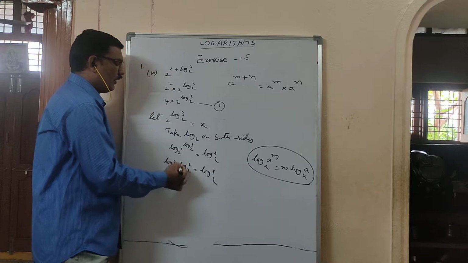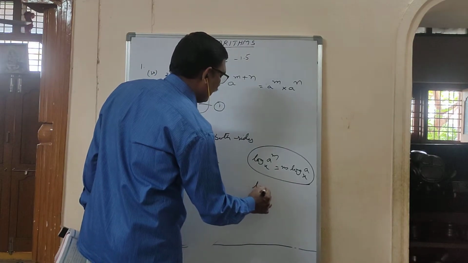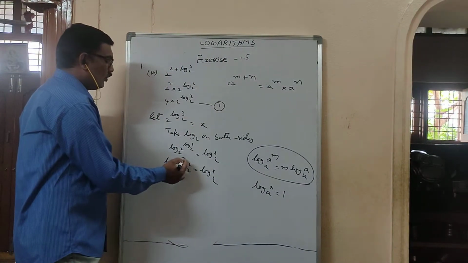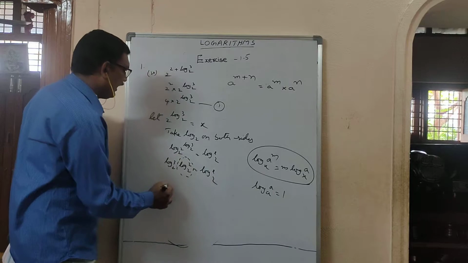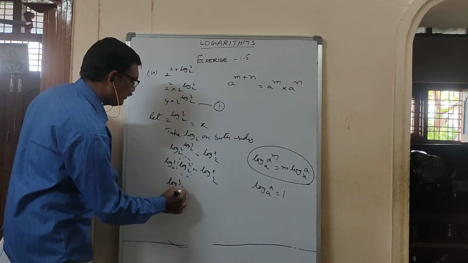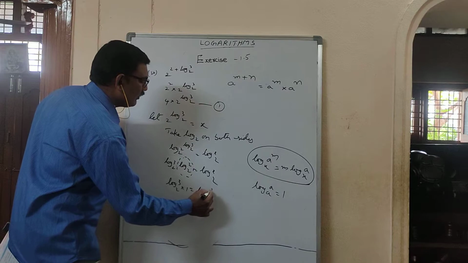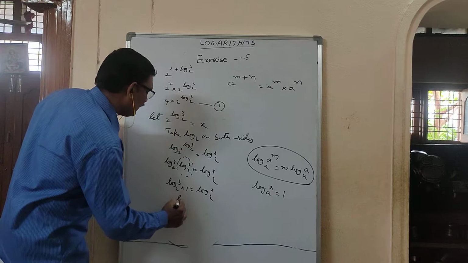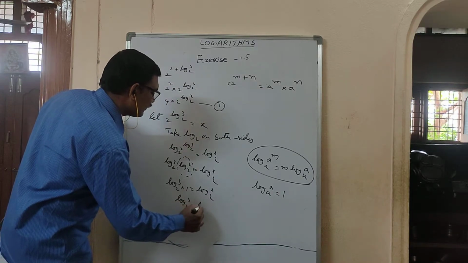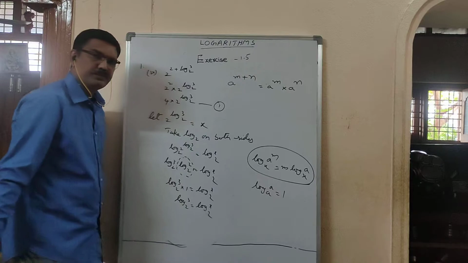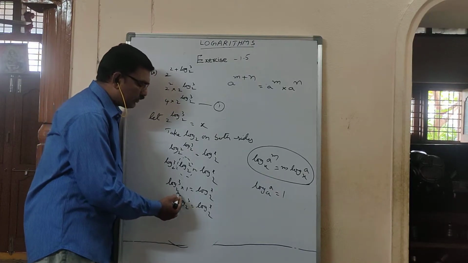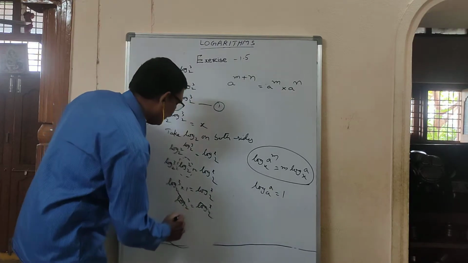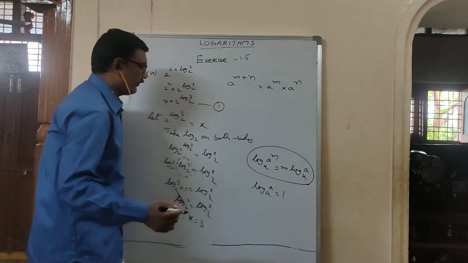Now what is the value of log 2 base 2? I said already the formula log a to the base a is always 1. So log 2 base 2 we can write as 1. Log 3 base 2 into 1 is equal to log x base 2. So log 3 base 2 only is equal to log x to the base 2. Now cancel log base 2 on both sides. Then what do you have here? x is equal to 3. Therefore x equals 3.